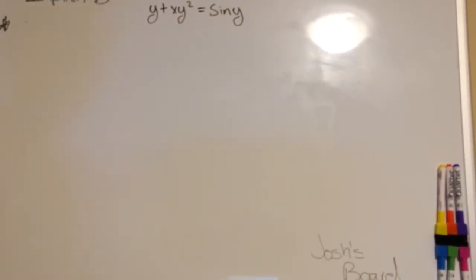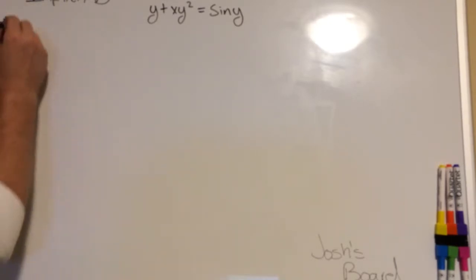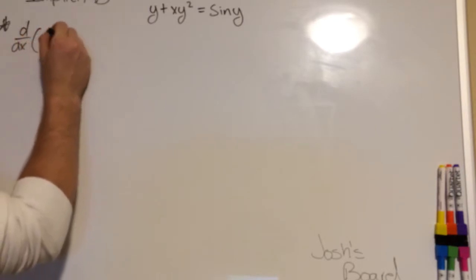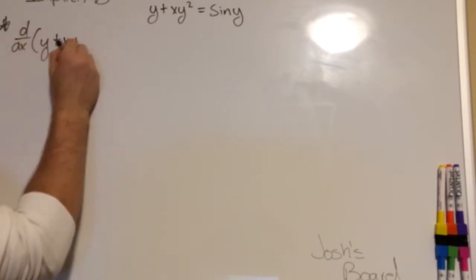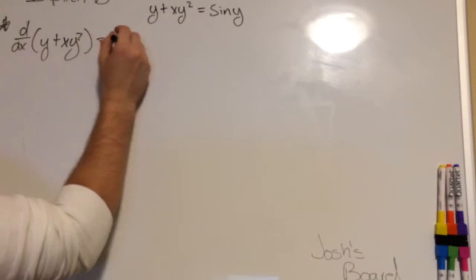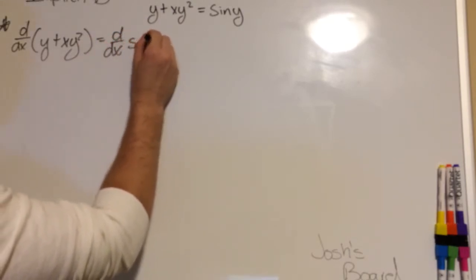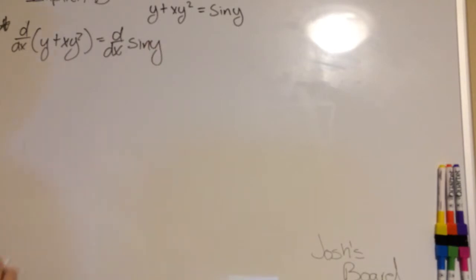Alright, so for this equation, we're going to use implicit differentiation. Basically, we're going to take the derivative of both sides. So I'm going to start over here on the left side and rewrite the problem with the derivative involved. The first is going to be d/dx of y plus xy squared equals d/dx of sine y. This is how we're going to start off the equation.